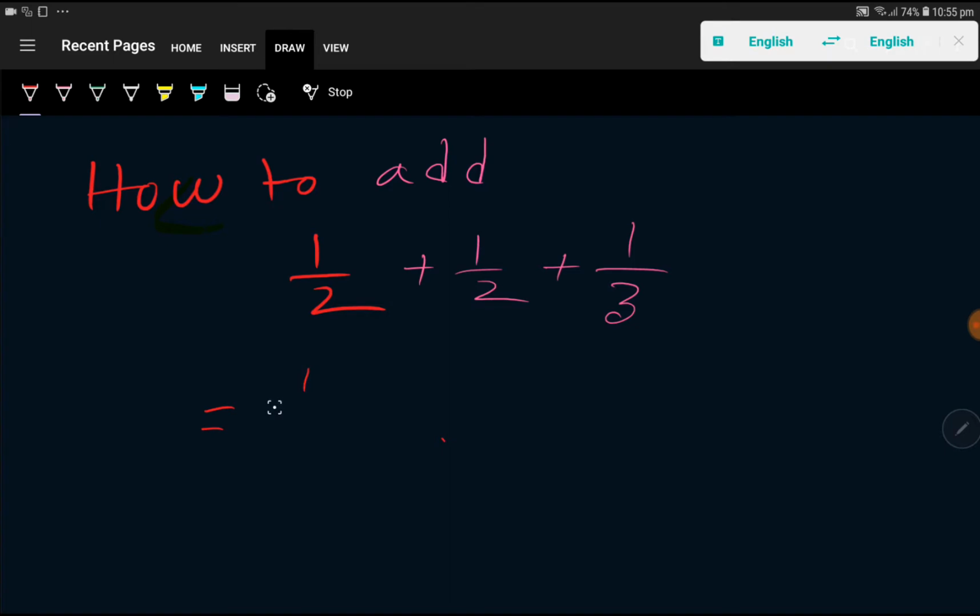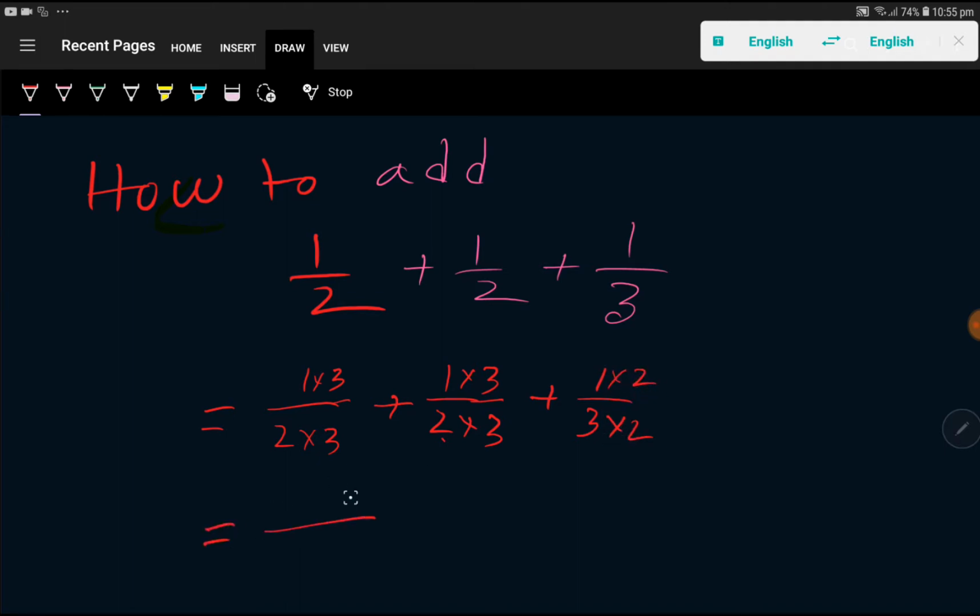So look, if I multiply here by 3, then I will get 6. If I multiply this 3, then I will get 6. And if I multiply here by 2, then I will get 6. Look, if you do something to the bottom, then you have to do the same thing to the top. So here you have to multiply by 3. Here also you have to multiply by 3. Here you have multiplied by 2, so here you have to multiply by 2.